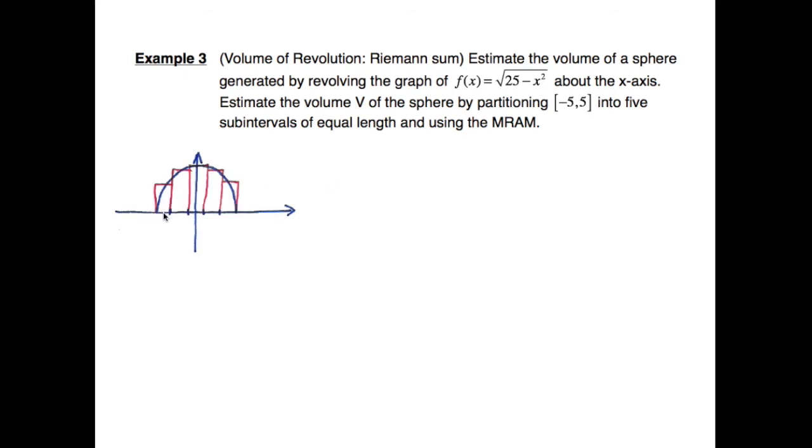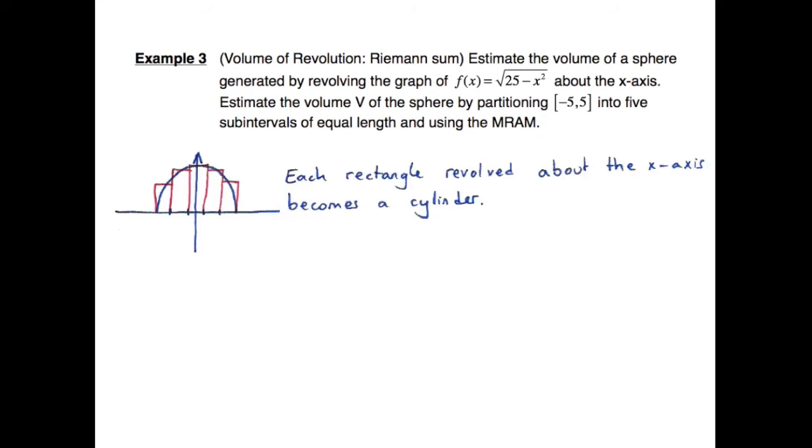So x equals -4 defines the height of the rectangle. x equals -2, this rectangle. x equals 0, this rectangle. x equals 2 here. And finally x equals 4. So let's look at each of these rectangles and see what happens when they are rotated about the x-axis. Each rectangle revolved about the x-axis becomes a cylinder, like this.